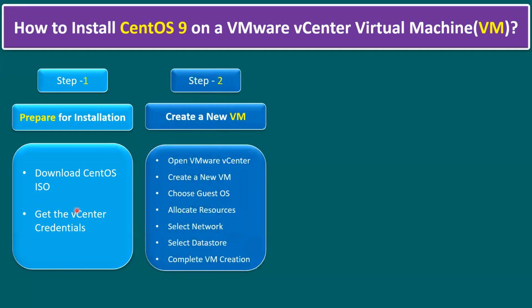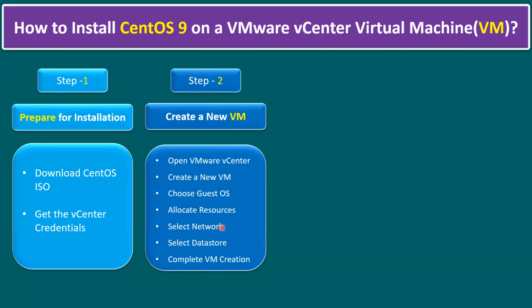The second step is to create a new virtual machine. Open your vCenter server, create a new virtual machine, choose the guest operating system as CentOS, and allocate resources. Resources means CPU, memory, disk, and NIC. We can also choose the respective network and the datastore, and complete the VM creation. It is the same as last time, when I talked about how to install the latest Red Hat Enterprise Linux version 9. Same procedure for CentOS 9 as well.